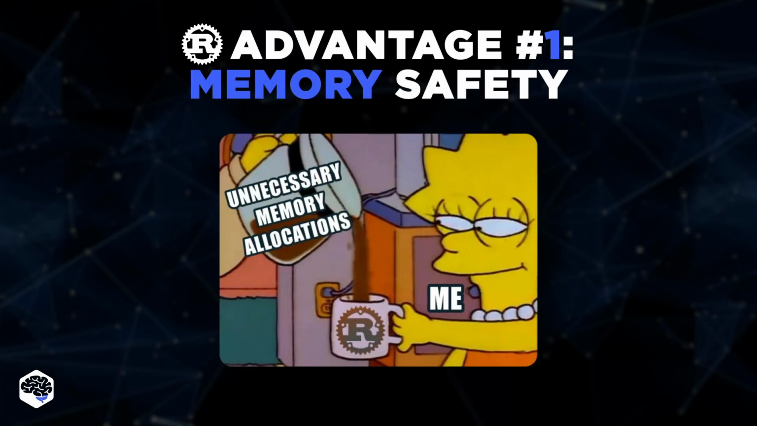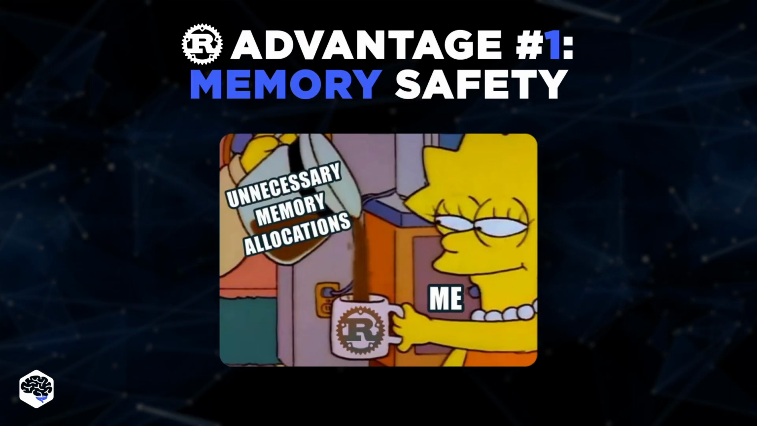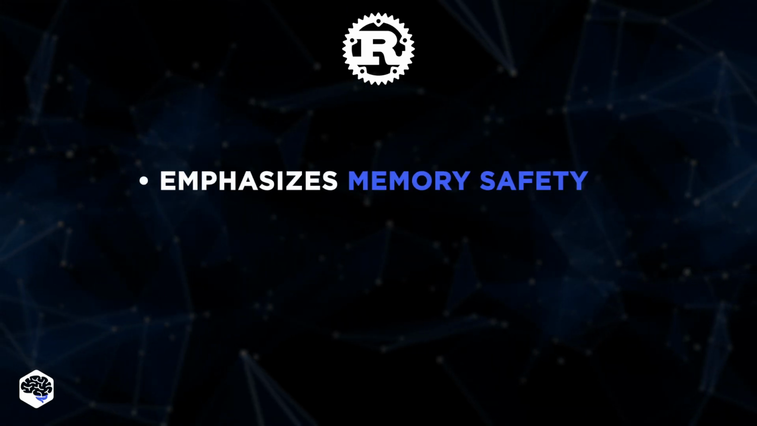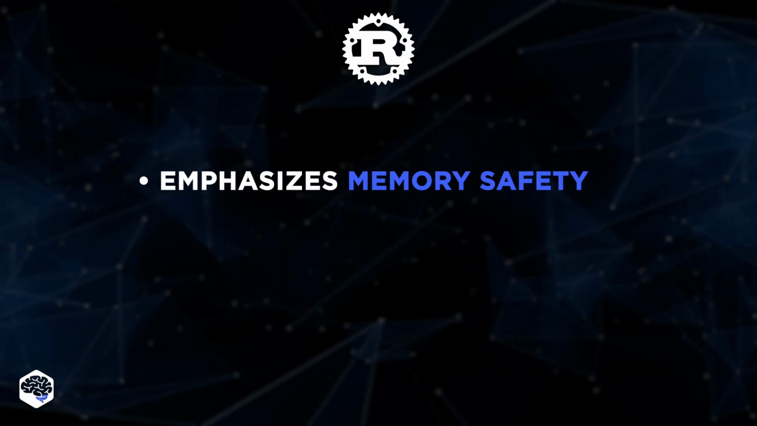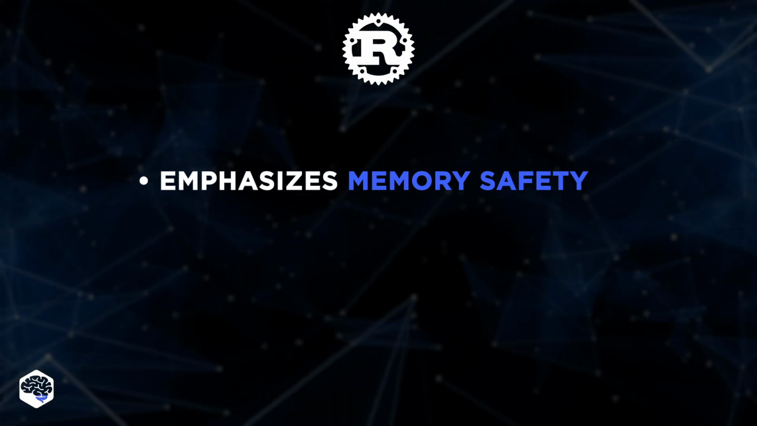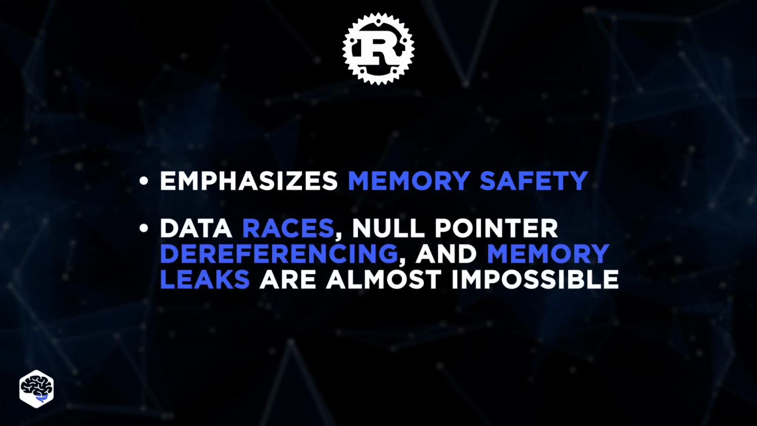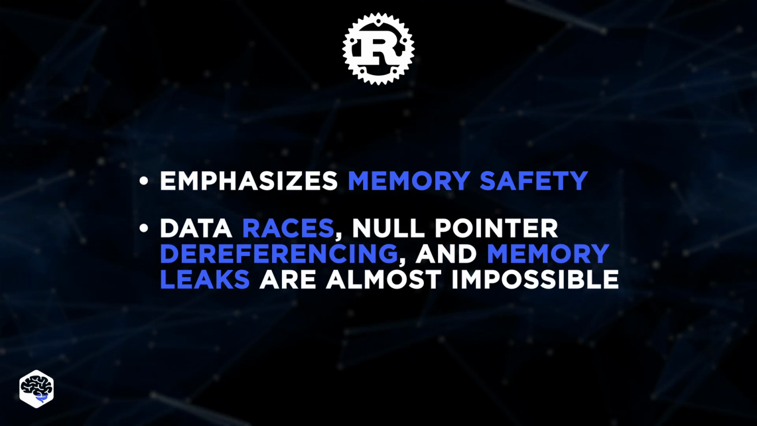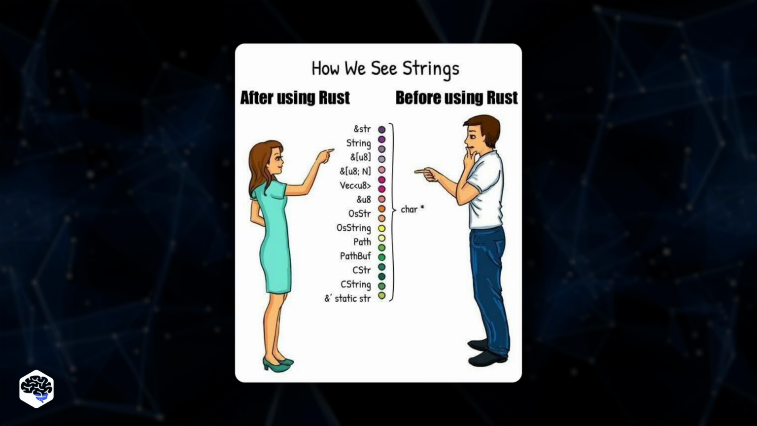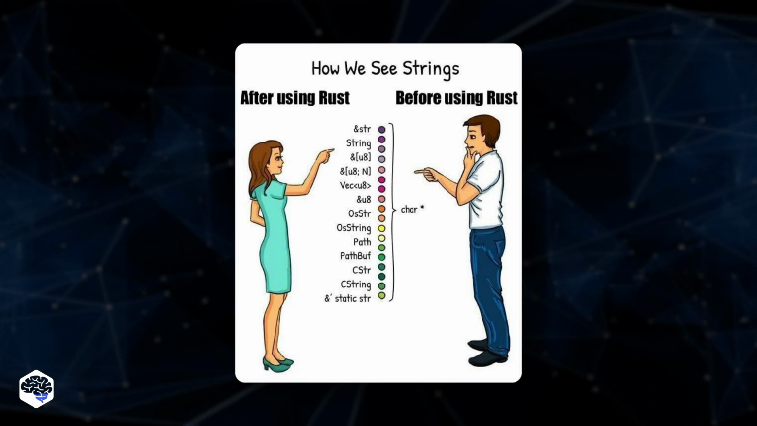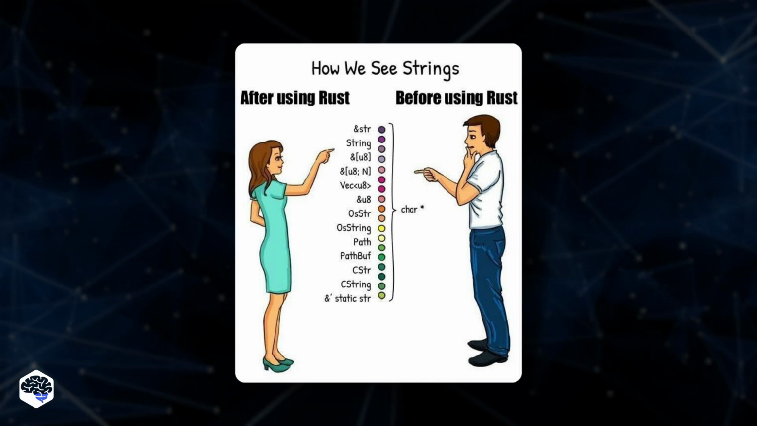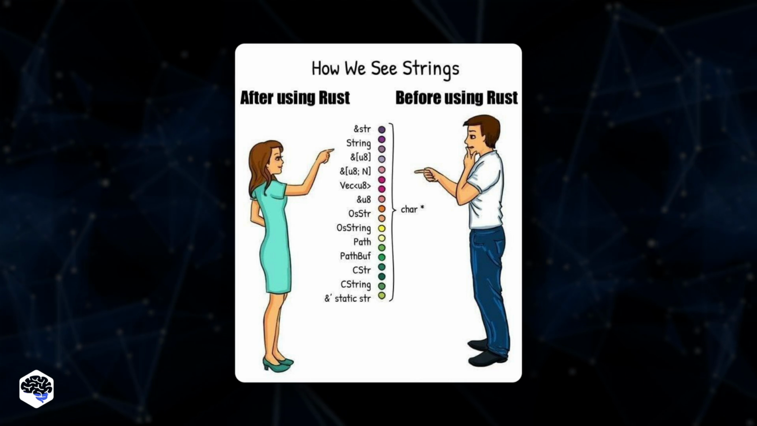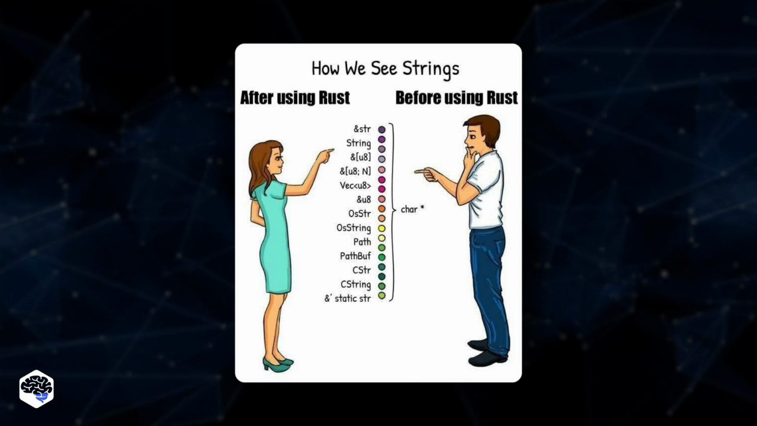Speaking of Rust differentiators, its memory safety is a game changer. Rust emphasizes memory safety without requiring a garbage collector. Its unique ownership and borrowing system ensures that data races, null pointer dereferencing, and memory leaks are almost impossible. Yet, while Rust's complex string system provides memory safety and type safety, it can feel overwhelming for someone transitioning from simpler string representations in other languages.